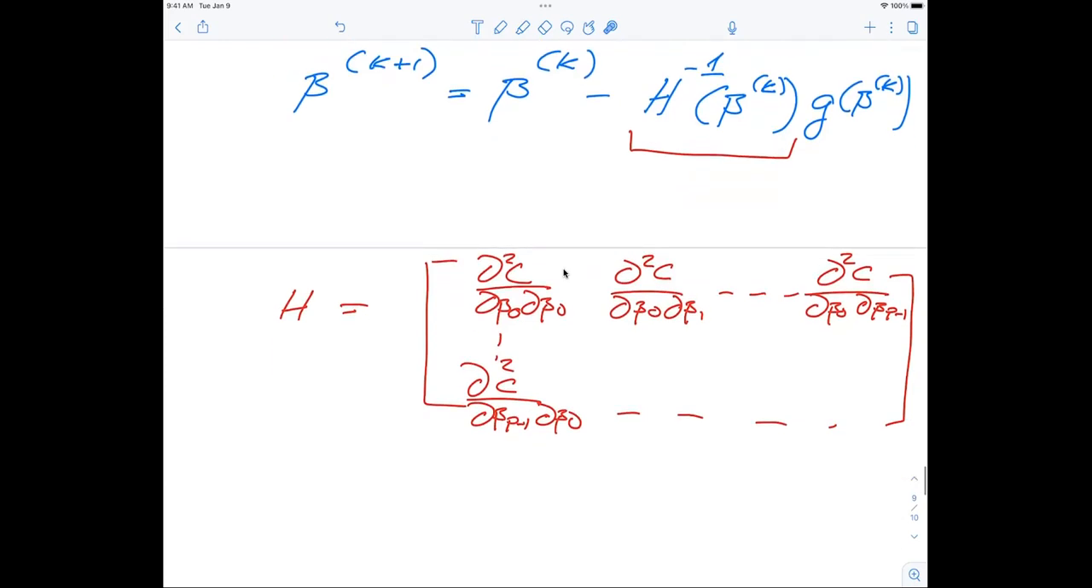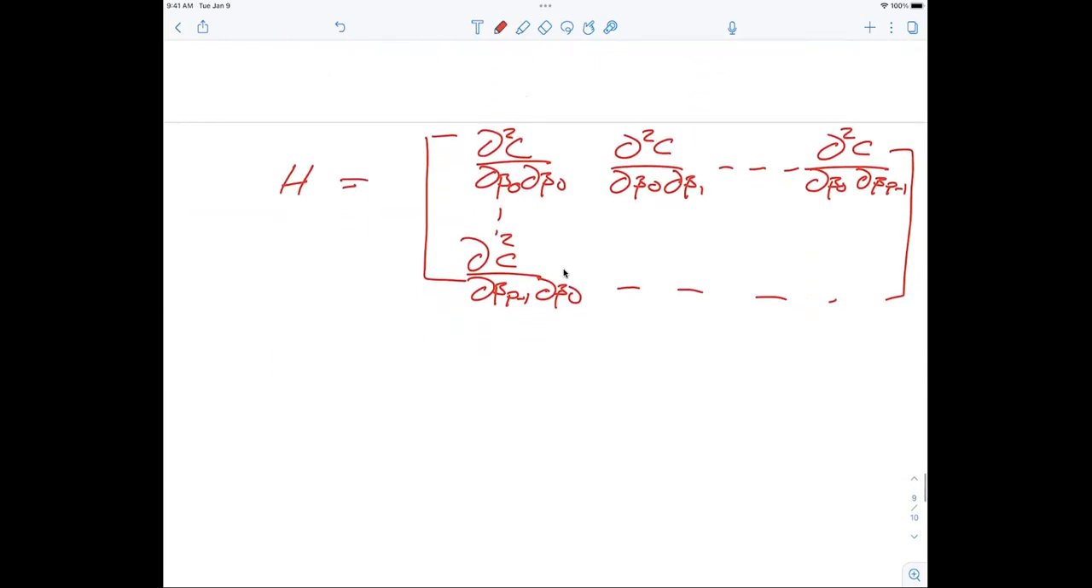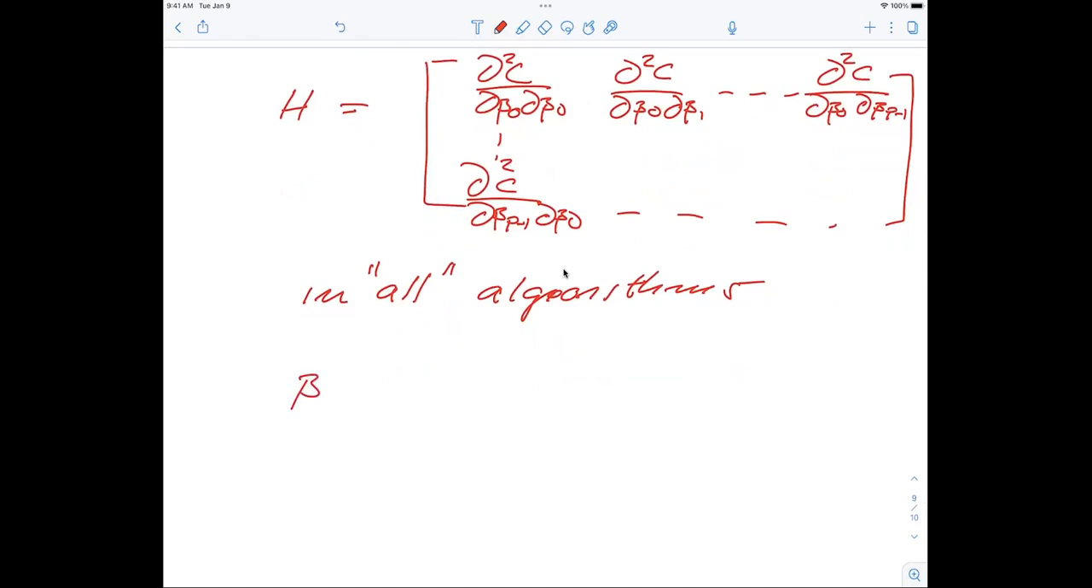So what happens then is that in all of machine learning, in all algorithms, whether these are support vector machines or deep learning methods like convolutional neural networks, recurrent neural networks, etc., what you want to do is something like this. You have k plus 1, you have your previous value, beta of k, minus some gamma of k, multiplied with a gradient evaluated at beta of k.